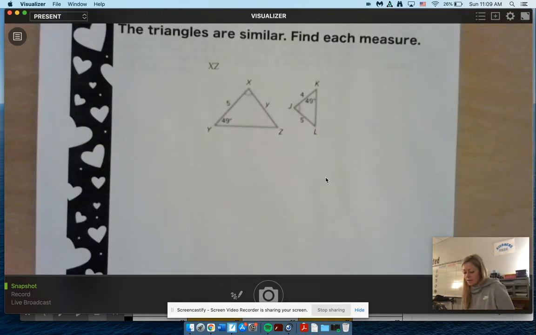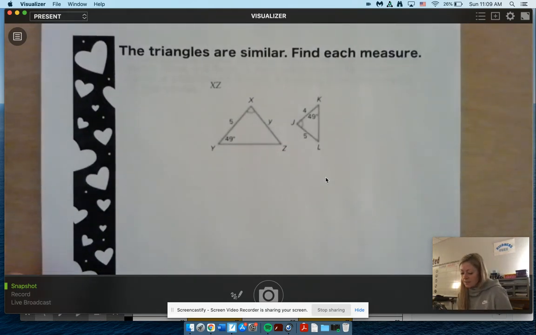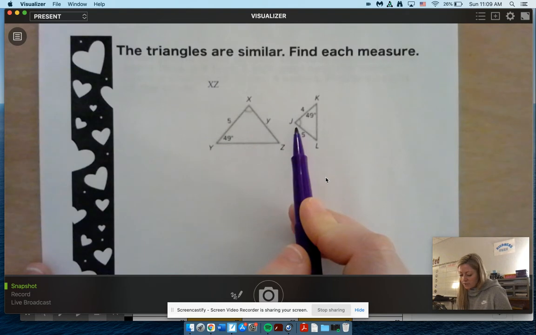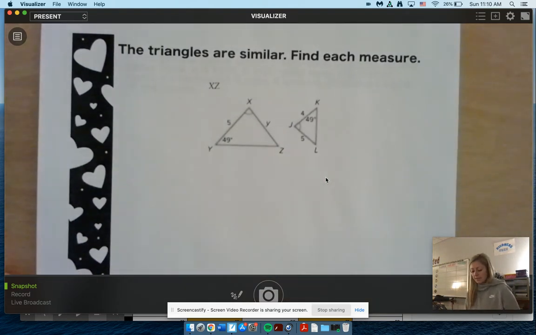Let's try another example. Again, the triangles are similar. They're telling us that, so that's very kind. Again, we can see x matches j, 49 matches 49. So we do have our two pairs of congruent angles. So they're not lying to us. That's exciting. No one likes to be lied to.